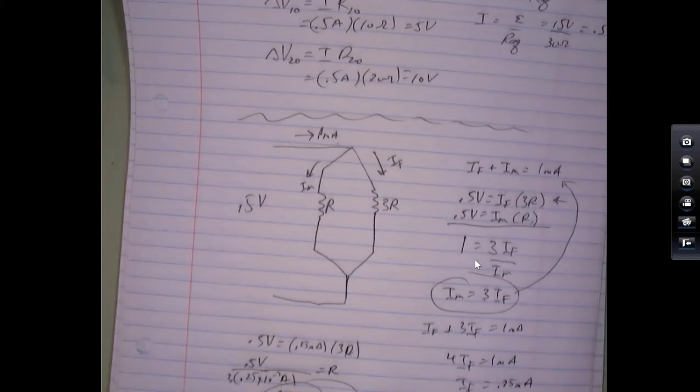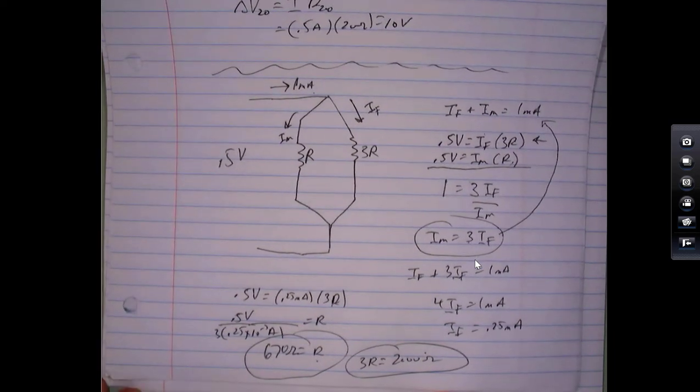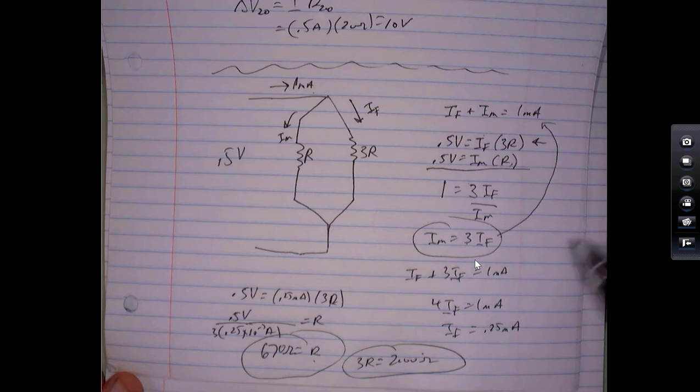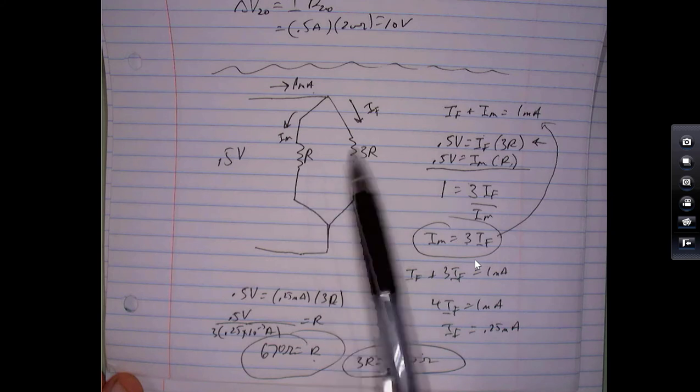Now, if this were on an MCAT, this is a lot of work to do on an MCAT because I don't even think you get to use a calculator. So, from experience, you could guess that this is going to be 0.25 milliamps here.